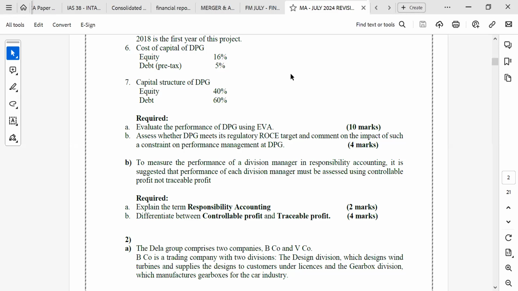So it's a profit attributable to the manager of that particular division. It's profit that is being determined, taking into consideration the activities that are under the control of the divisional manager. But if you come to the traceable profit, it is a profit that is attributable to the division as a whole.